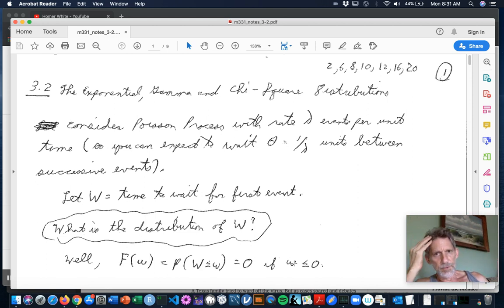Going to talk about a few more continuous type distributions. The exponential distribution, gamma distribution, chi-square distribution.